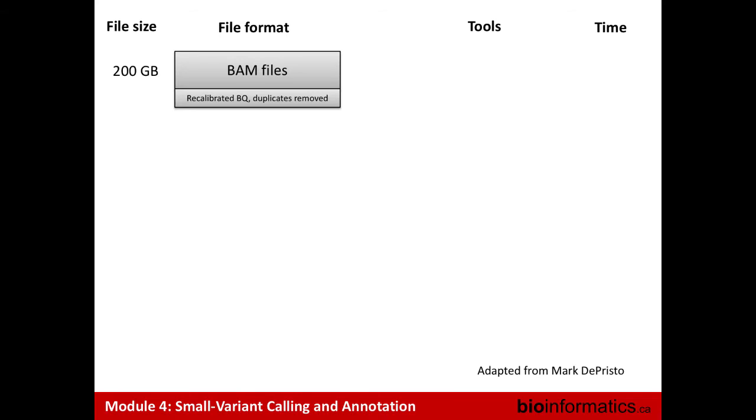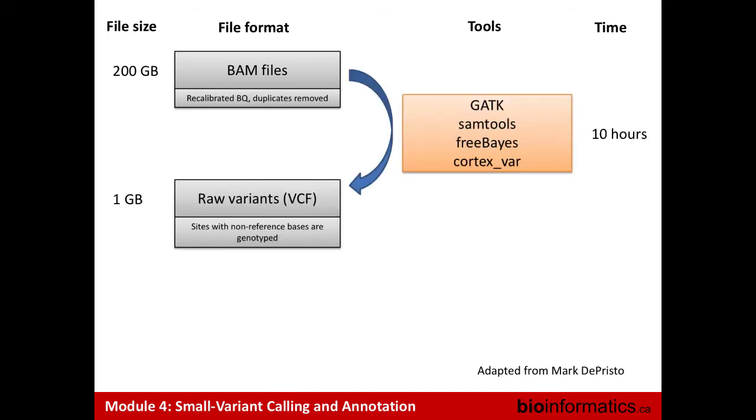Just to give you an idea, when we do variant calling, we start from BAM files, which are 200 gigabytes, but it goes less or really more. And then we usually end up, for a whole genome, with a 1 gigabyte file, which is the raw VCF. VCF means variant call format. And there are many, many tools to do that.